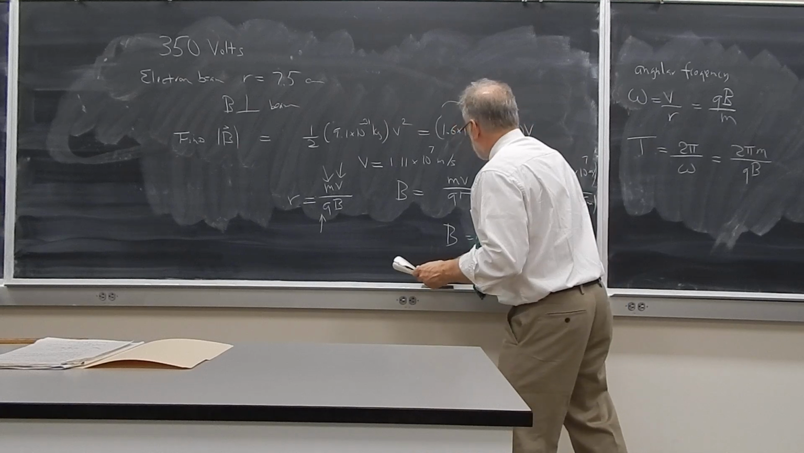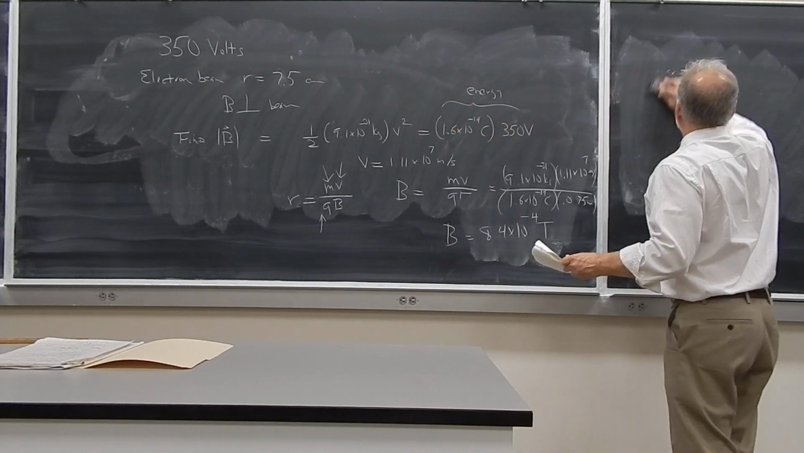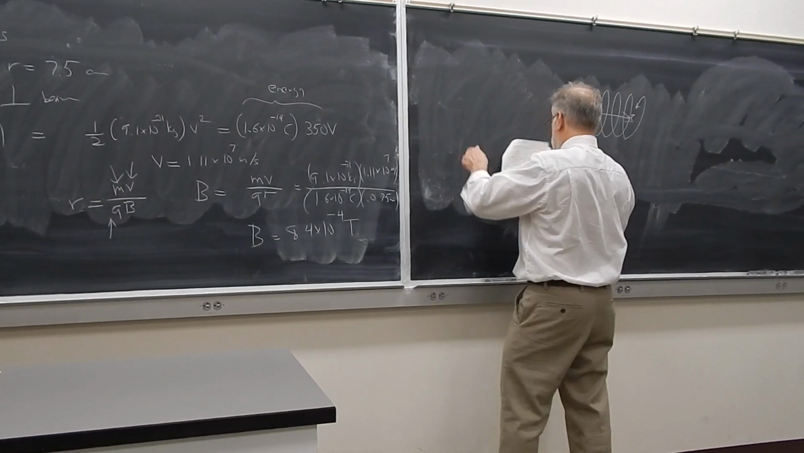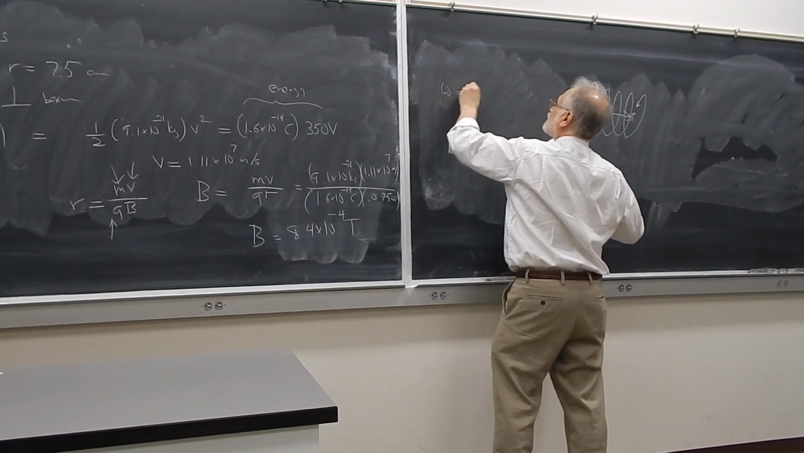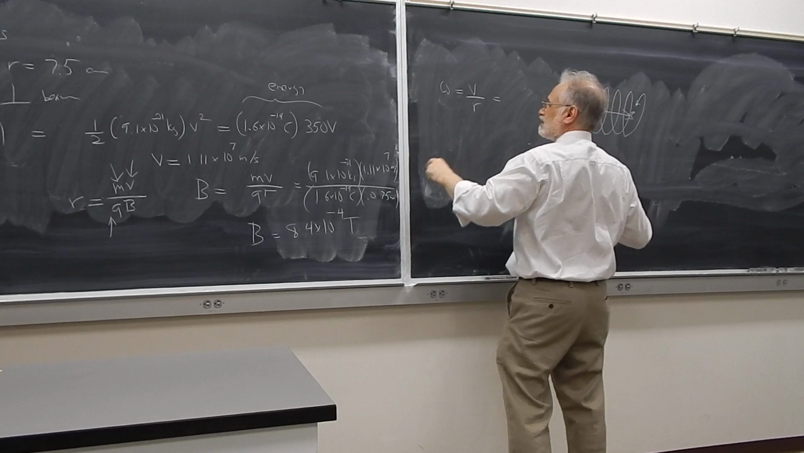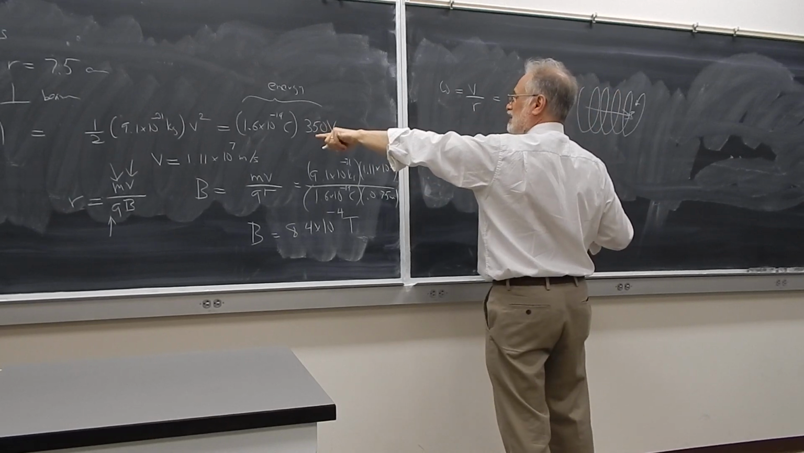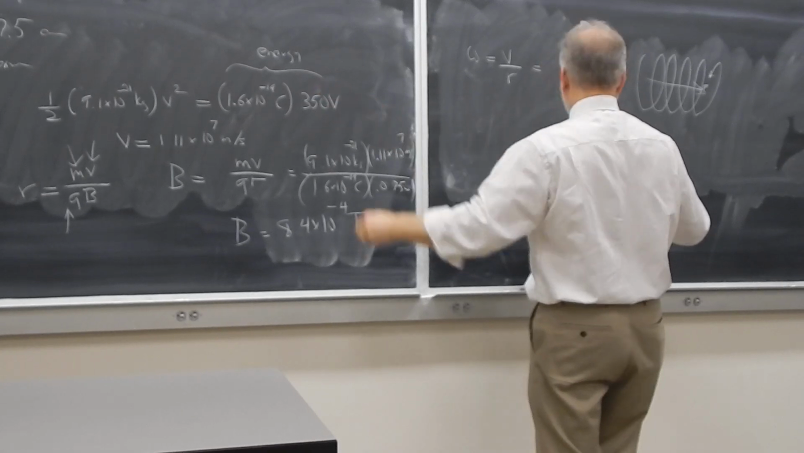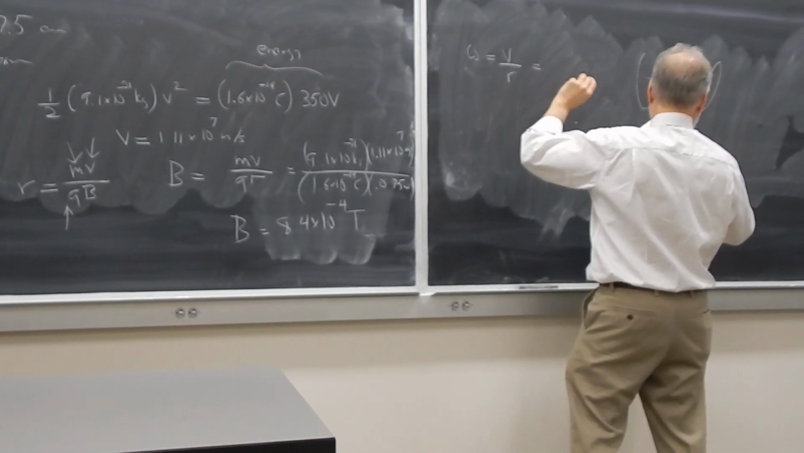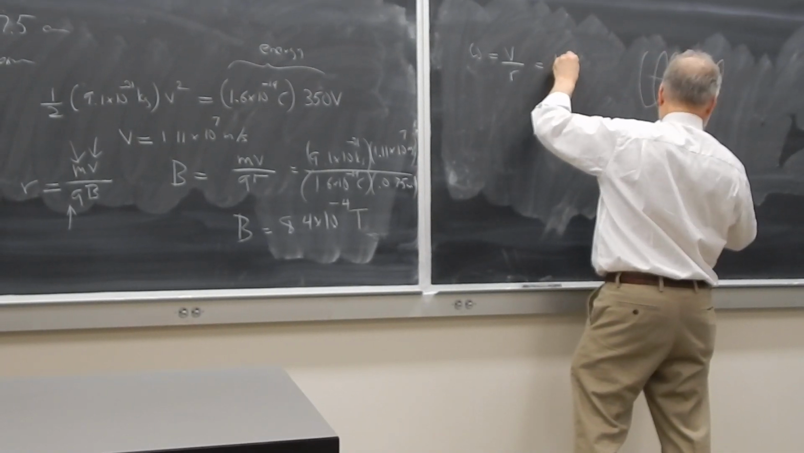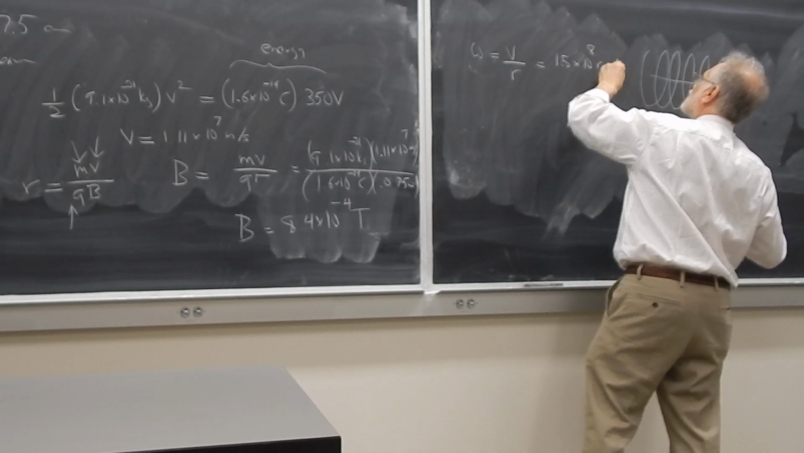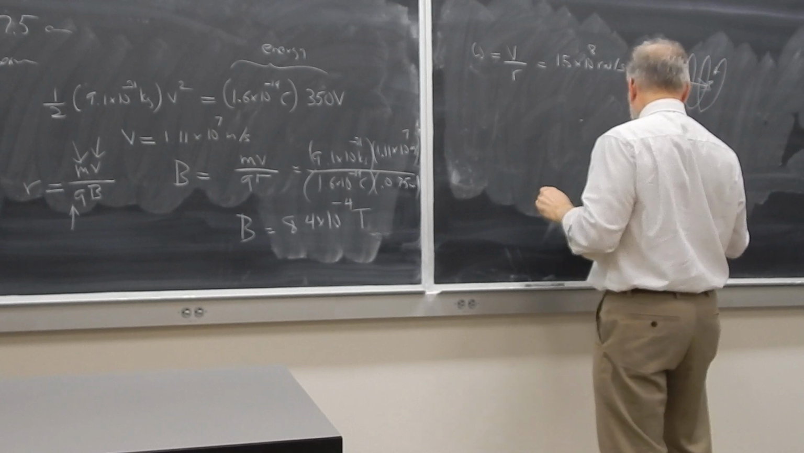I can also calculate an angular frequency. We can just say that that's V over R. Angular frequency, omega is equal to V over R. We calculated V as 1.1 times 10 to the 7 meters per second. The radius was given as 7.5 centimeters. If I put those two in, I'm going to get 1.5 times 10 to the 8th radians per second as an angular frequency.